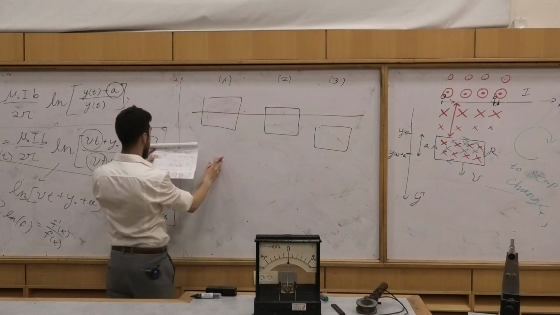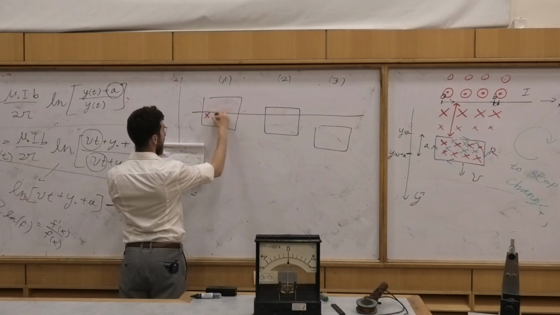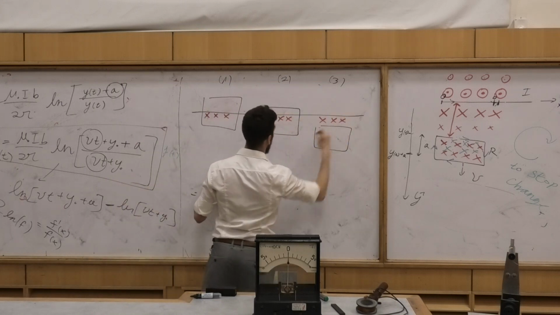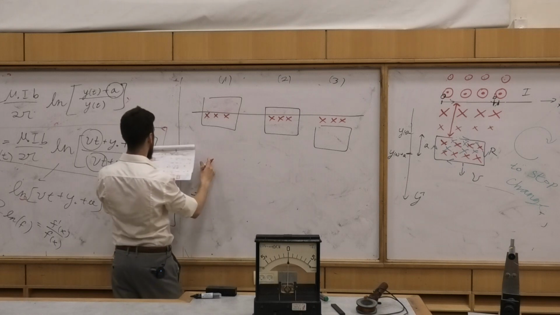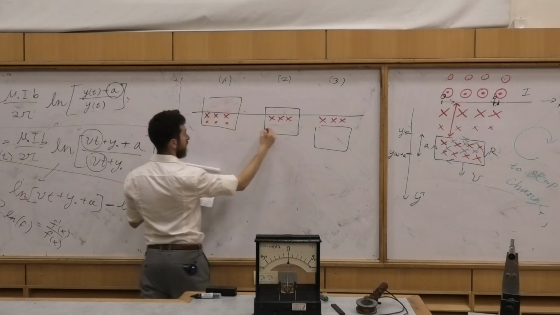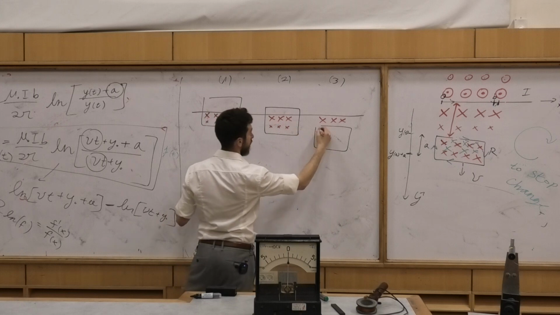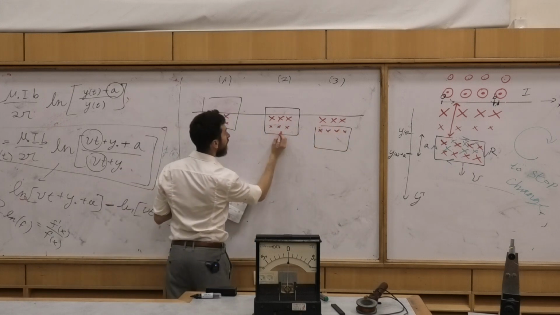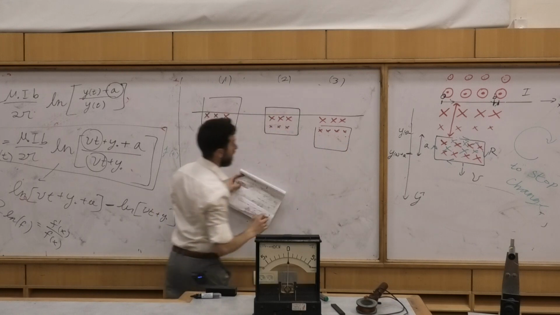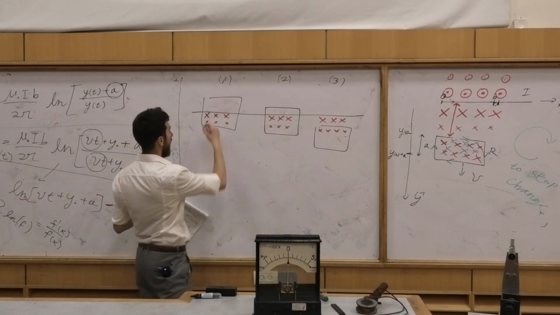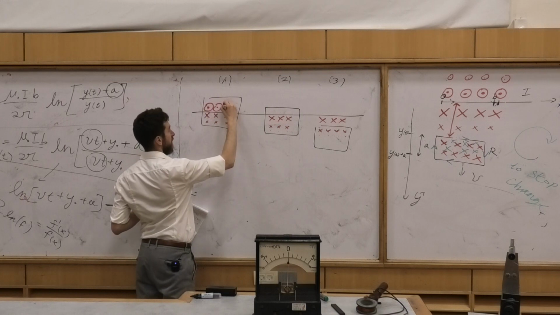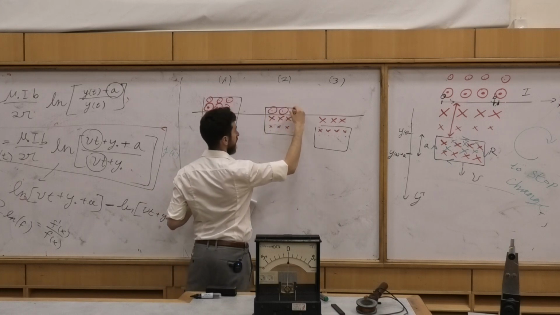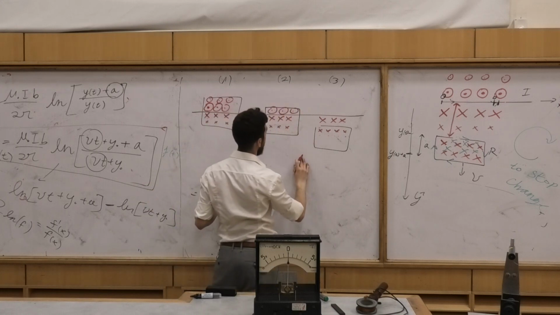So the magnetic field here: big axes, big axes, big axes, right? Good. So here I have small axes, really small axes. Okay? And in the other direction I have the same, right?